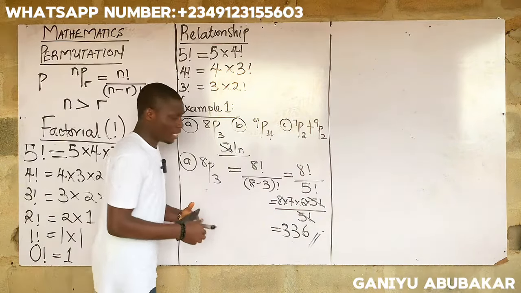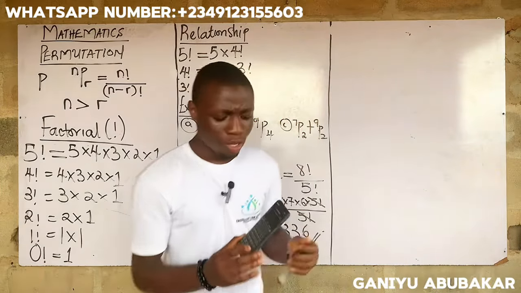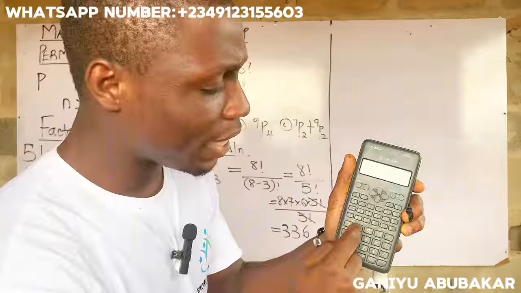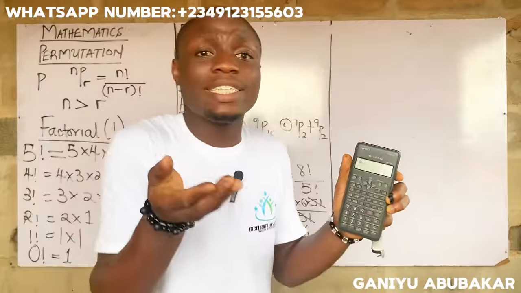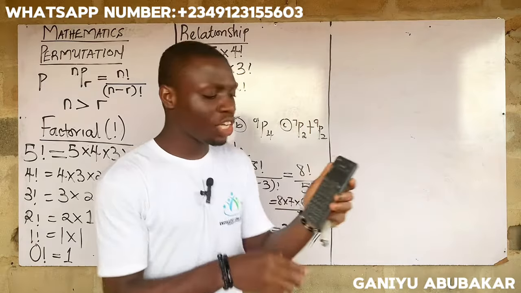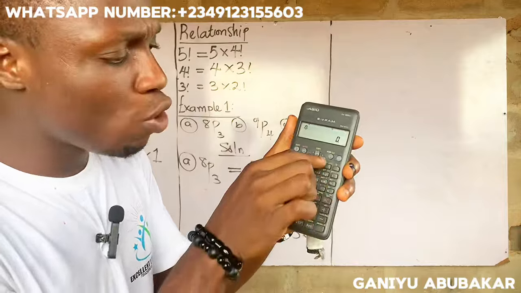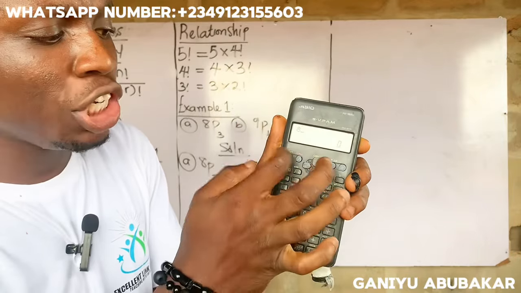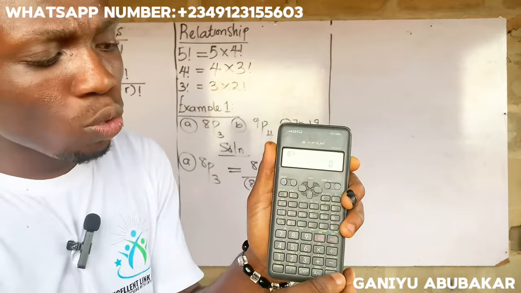I can also compute 8 factorial divided by 5 factorial easily using my calculator. Go back to the calculator. Click on 8. After clicking on 8, what's your next task? Look for any symbol that has factorial. This one has a factorial symbol. If I click on shift and that symbol, I see 8 factorial. Press equal to.